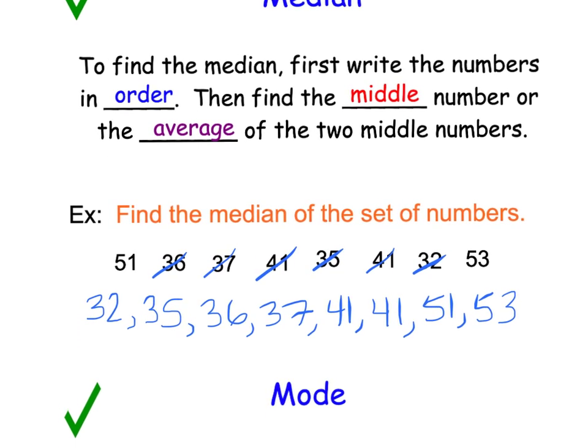So your job there would then be to average them out. So 37 plus 41, and I have two of those numbers, so divide them by 2. Grab your calculator and see that 39 would be your median for this set of numbers. Again, what that means is 39 would be another good representation of this number set if we needed to replace it with one number.